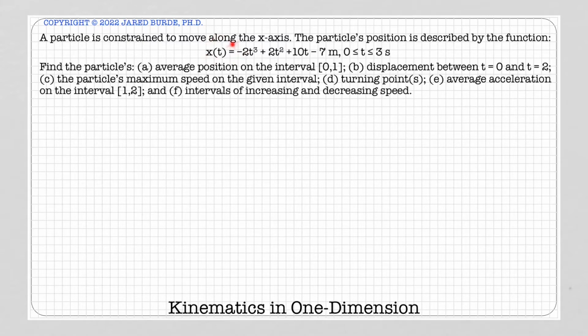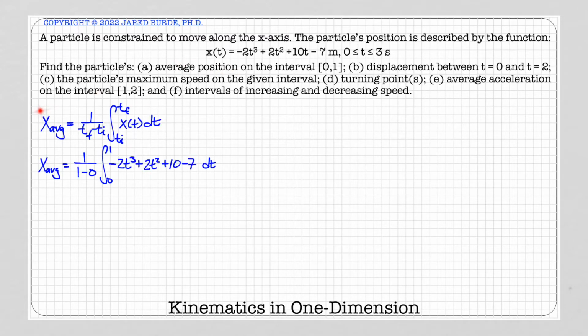So first things first, we have a position function, and we want to find the average position over a given interval. We know that to find the average value of any function, we integrate that function over the interval and divide by the width of the interval. So if we want the average position from the position function, we're going to integrate the position function.